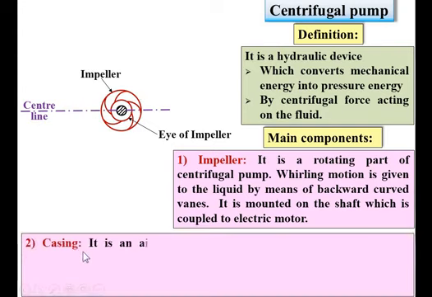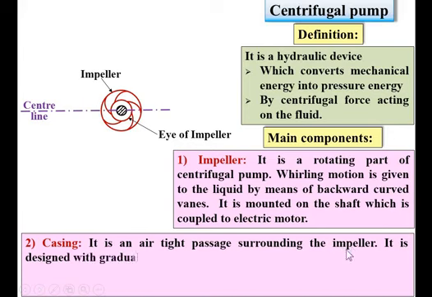Now next part, casing. It is an airtight passage surrounding the impeller. It is designed with gradually increasing area. This is a very important point, gradually increasing area along the flow direction.